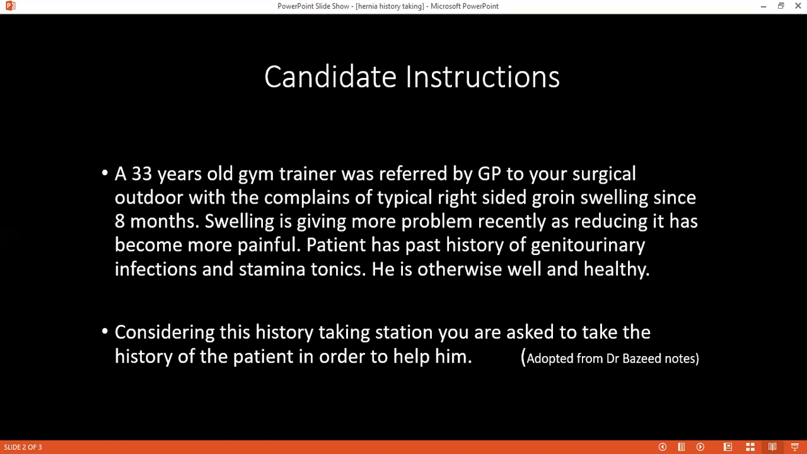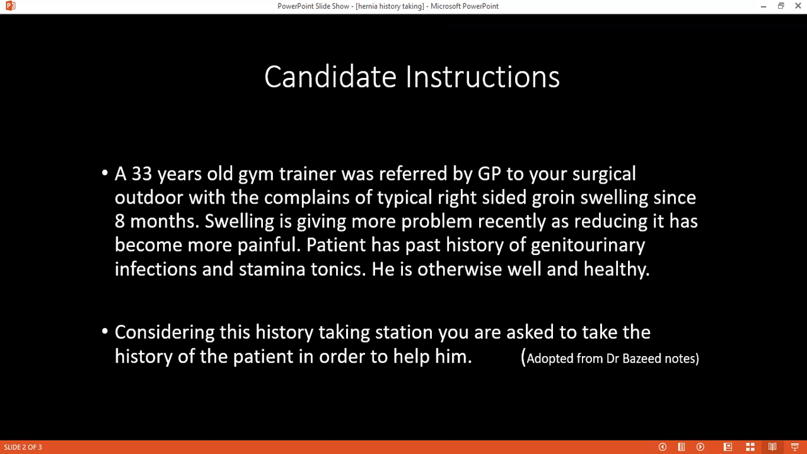Yes, it has gone a little bit bigger, and recently I can't push it back easily without so much pain. Recently, if I try pushing it back, it comes with so much pain. Sir, do you have any tummy pain along with that, or any vomiting during this recent change in your swelling? No, the pain is just around there. There is no vomiting. Sir, is there any pain around the swelling? Yes, there is just mild pain.